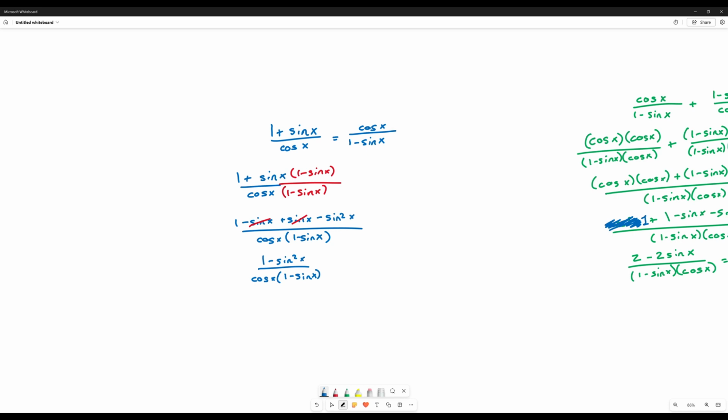1 minus sine squared, as we know from the top right of page 13, has supplied us with the information to tell us that we can replace that with cos squared x over the cos x, 1 minus sine x. But you notice cos squared is like cos by cos. So one of them will cancel with the cos on the bottom, and we'll just be left with a single cos x on top over 1 minus sine x on the bottom, which is what they wanted on the right hand side. And hey presto, we're done.